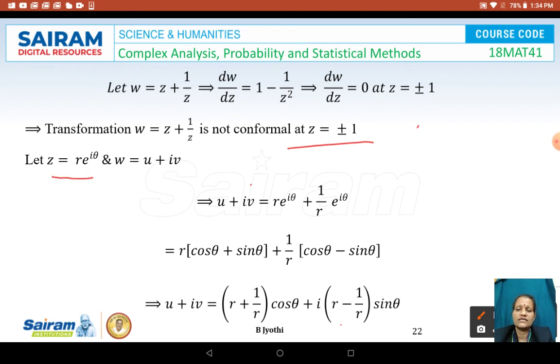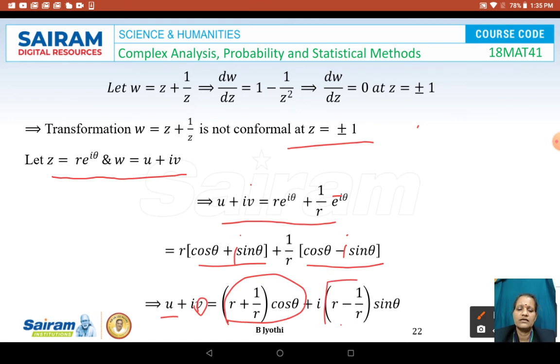Let's consider z is equal to r e power i theta and w is u plus iv. Therefore, u plus iv will be equal to r e power i theta plus 1 upon r into e power minus i theta. Now, this e power i theta can be written as cos theta plus i sin theta, and this one cos theta minus i sin theta. So, u plus iv will be equal to r plus 1 by r cos theta plus i into r minus 1 by r into sin theta. Therefore, u is nothing but the real part and v is the imaginary part.